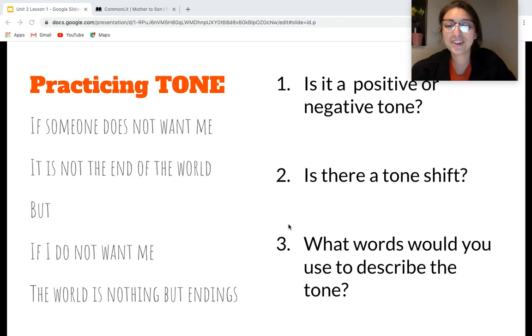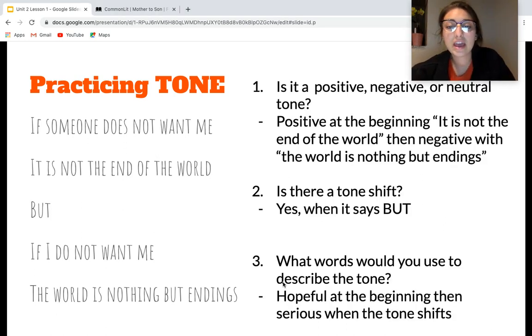All right, hopefully you guys did that. And now let me show you what I came up with. Okay, so I think this is a positive tone at the beginning. At the beginning, I even give you a little quote here. It says, it is not the end of the world. So if someone does not want me, it's not the end of the world. They're positive about this. Like it's not the end of the world if someone doesn't want me.